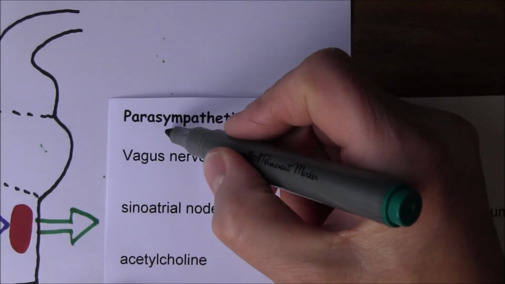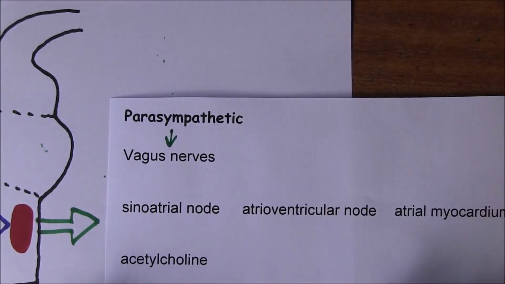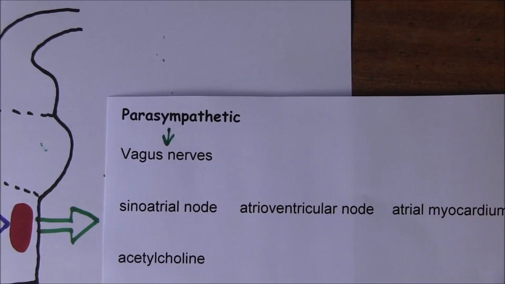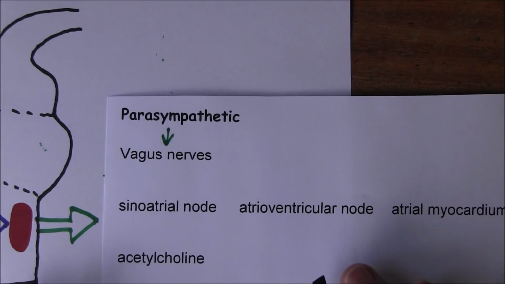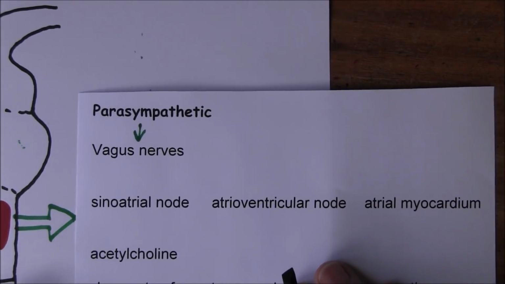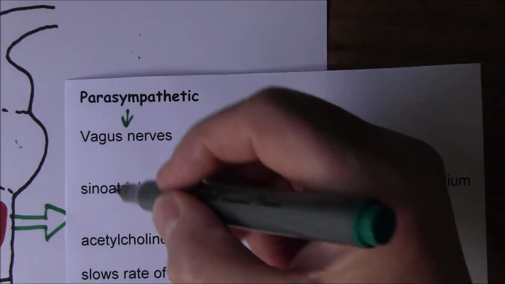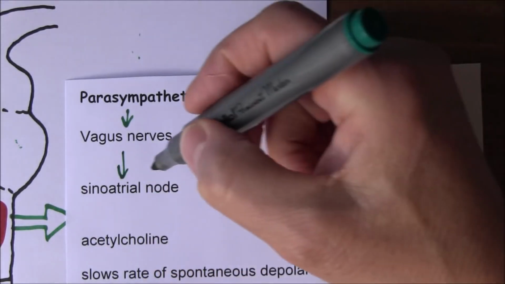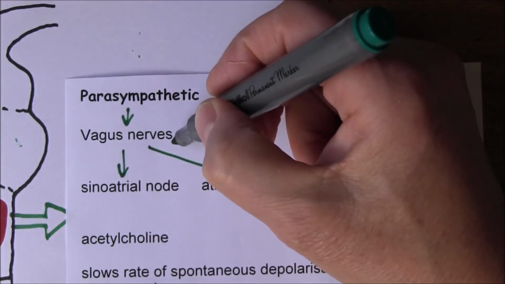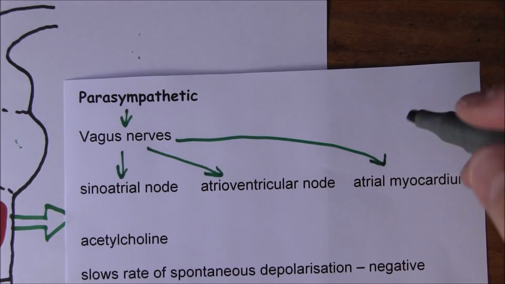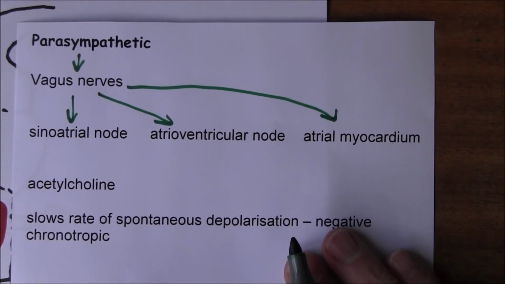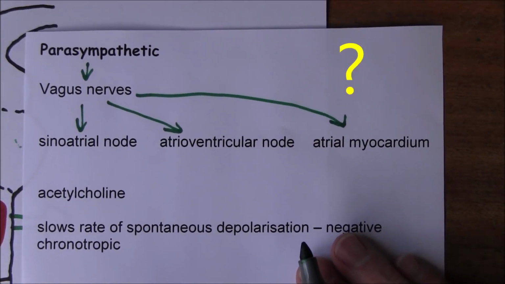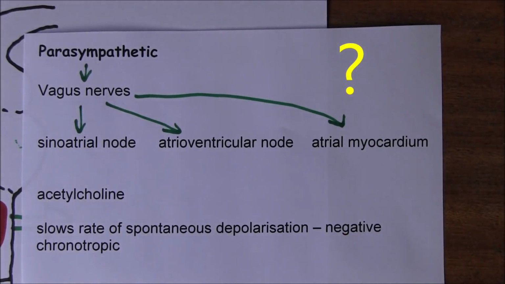So again, here we're thinking about how this works when there's parasympathetic outflow. Well, it goes via the vagus nerves, as we've said. And the vagus nerve goes via the cardiac plexus, and branches from the vagus nerve via the cardiac plexus are eventually going to get to the sinoatrial node, the atrioventricular node, and the atrial myocardium. Now, what effects are the vagus nerve going to have on these three areas of tissue?